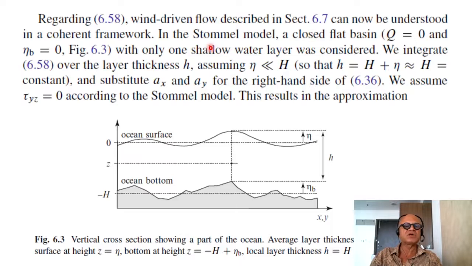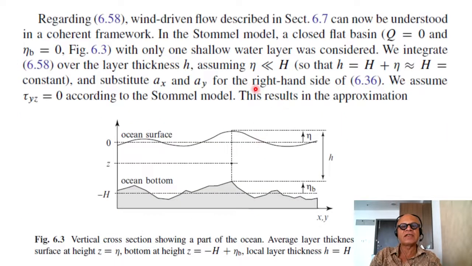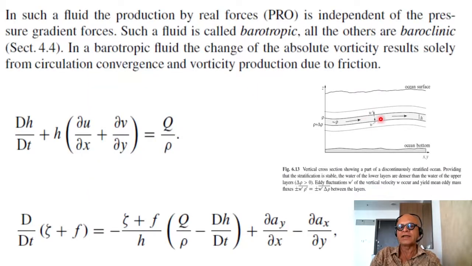So again, remembering our shallow water system, regarding this equation 658, wind-driven flow described in the Stommel model can now be understood in a coherent framework. In the Stommel model, a closed flat basin with no mass source or sink, we had flattened the bottom out and we had considered no mass source or sink, with only one shallow layer considered. We integrate 658 here now over the layer thickness h, which is basically what we had here.